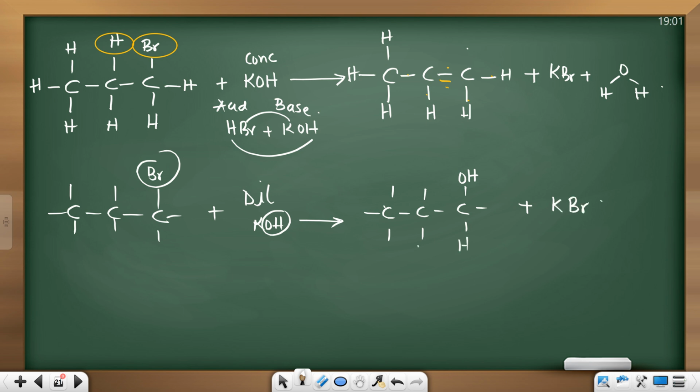Can you name this compound? The one that is formed. How many carbon atoms? 3. So what is it? Propan-1-ol. Please don't write propanol. It's propan-1-ol. All right, last question for the day.